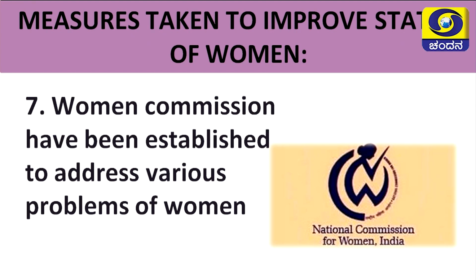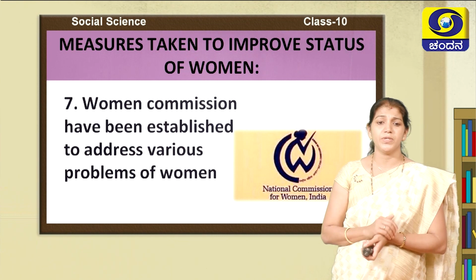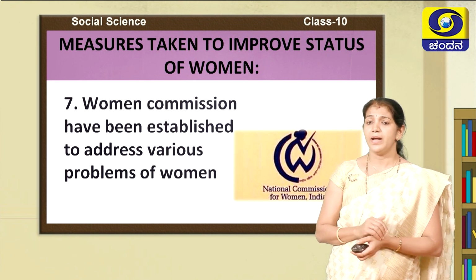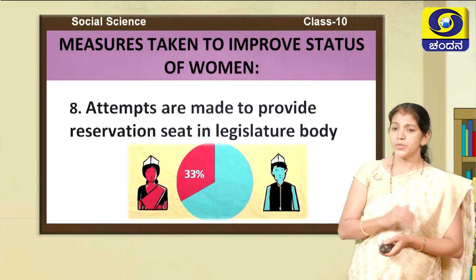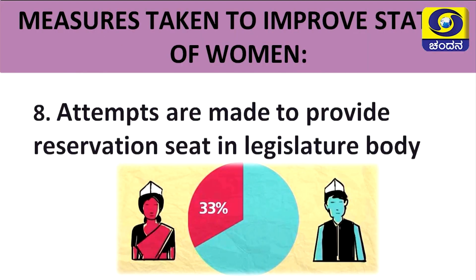It solved the problems of women, like exploitation, especially domestic violence, and some other problems also get solutions through this commission. The Women's Commission was established to address various problems of women, avoid exploitation, and improve the status of women. Today in the modern world, women are participating in administration. The Karnataka government also reserved seats in the legislative body. Women take one-third of the seats. There should be reservation for women.